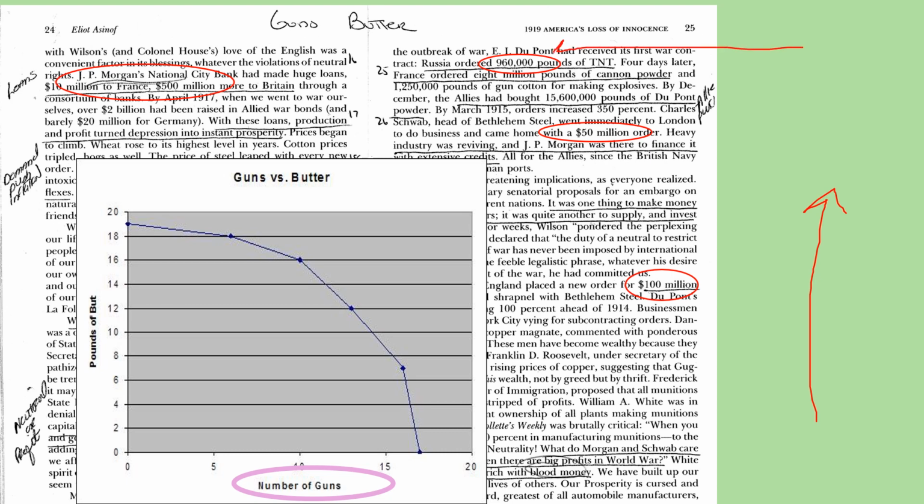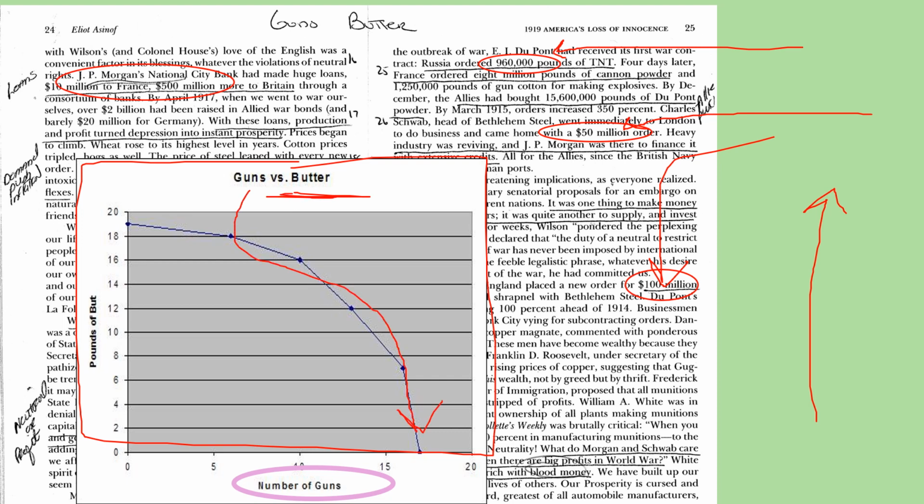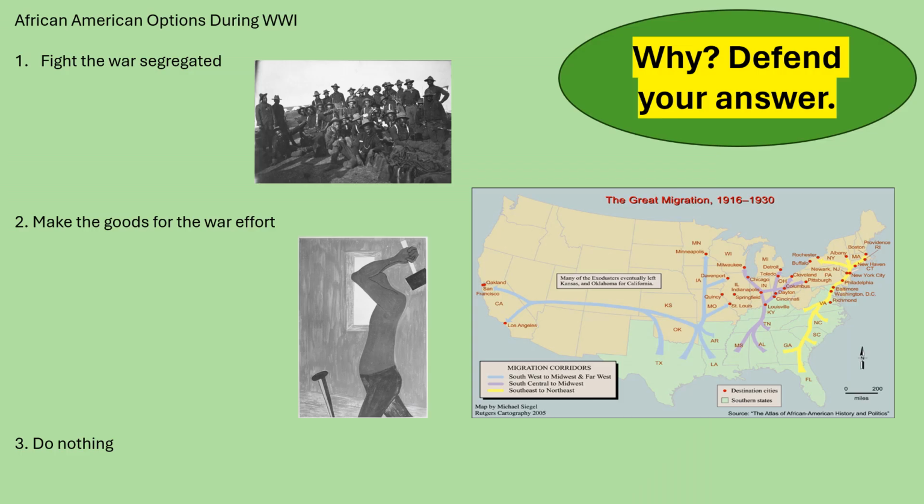As you see here, 960,000 pounds of TNT is being ordered. Here we see Charles Schwab with a $50 million order, 100 million. And then I placed here the guns versus butter chart. For the most part, during both wars, the United States is going to ration and scale back on the production of social goods, which would be considered butter, and promote guns, which is primarily the reason why all of these jobs are made available.